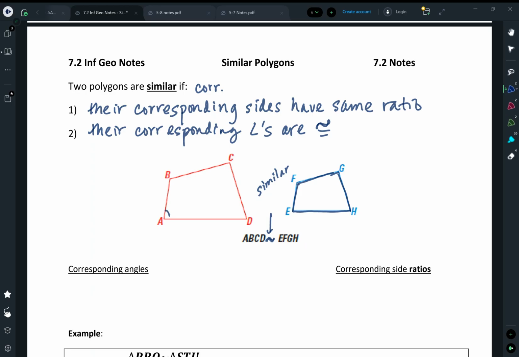So again, that means that their angles are congruent, and the ratio of the sides, I'm just making different kinds of markings on all of these to keep track of them, would be the same. So BA would be the same as FE. That ratio would be the same as BC to FG. So let's go through and just write down that the angles are congruent and the sides have the same ratios.